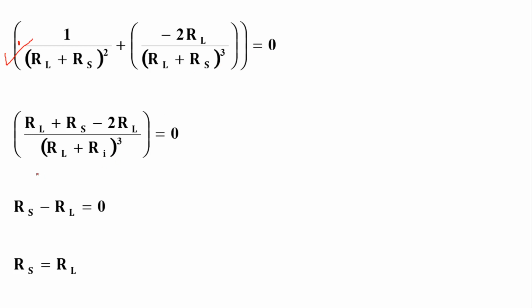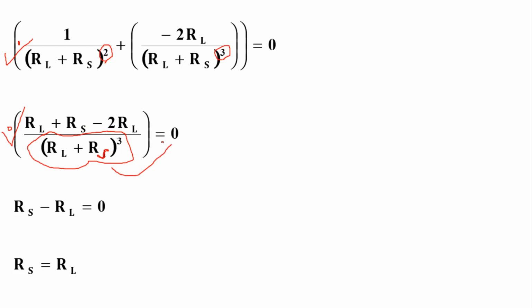Now we will take (RL plus RS) raised to power 3 as LCM. So over here the power will be 2, so 1 will be multiplied with RL plus RS. Over here (RL plus RS) raised to 3 as it is. So this minus 2 RL will remain as it is. So the simplified term will be (RL plus RS minus 2 RL) all divided by (RL plus RS) raised to 3.